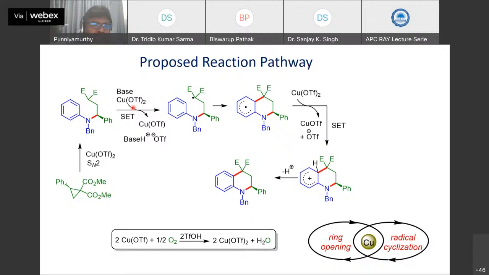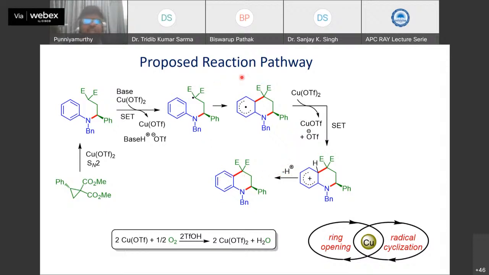Now, a single electron transfer process. The copper(II) triflate can be reduced to copper(I), and this can be oxidized to a copper(I) radical. This radical can now undergo addition to the aryl ring, and you form this radical intermediate. This radical intermediate can be further converted to a cation intermediate by an oxidation process, where copper(II) triflate is reduced to copper(I) triflate by a single electron transfer. Once you have this, it can convert into this bicyclic compound with an aromatic ring by removal of a proton.